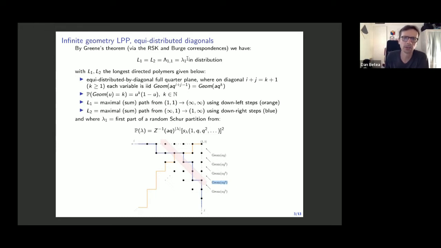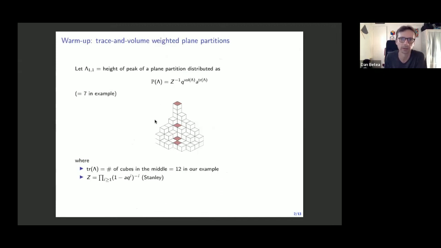And this is also equal to gamma 1 in distribution, where gamma 1 is the first part of a partition distributed as such. So this is a nice product, actually. This is a Schur function evaluated at, well, a principal specialization of a Schur function. And all of these are equal in distribution. And our first goal is to figure out what this is asymptotically when Q goes to 1. Otherwise, when the number of boxes here goes to infinity, when the volume goes to infinity.